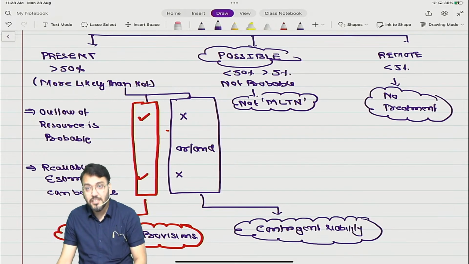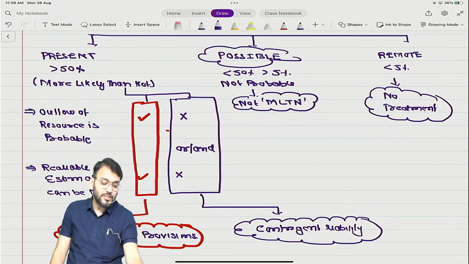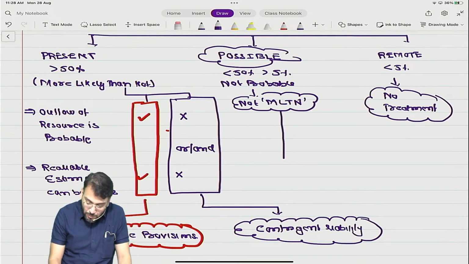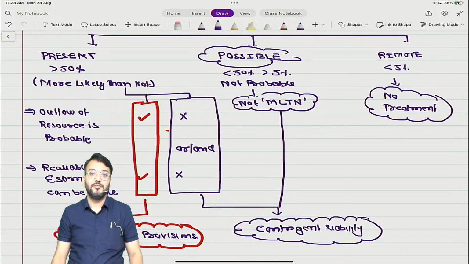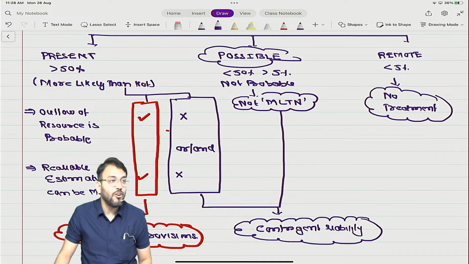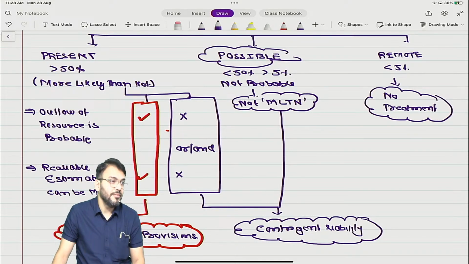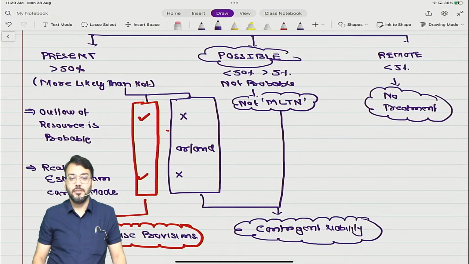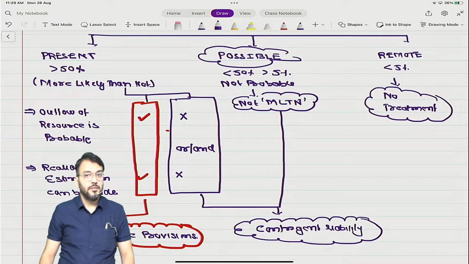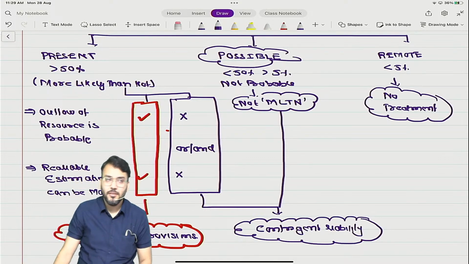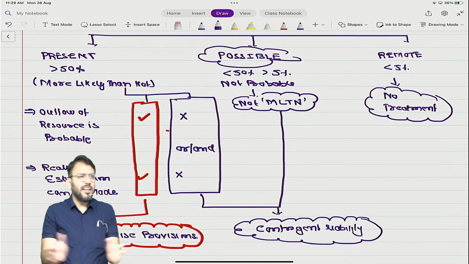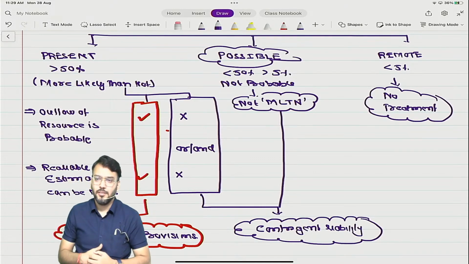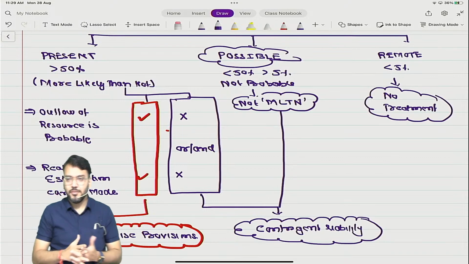In this case, what does AS 29 say? Whenever there is a possible obligation, then always it will be what? Contingent liability. Understood? Always it will be a contingent liability, in any case. Have you understood this point? So can I conclude, can I derive one definition from this? Let us derive the definition of contingent liability.